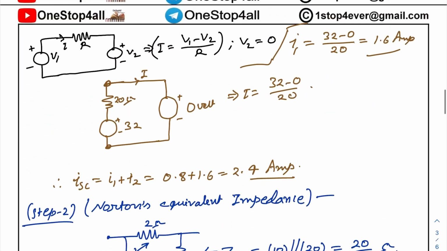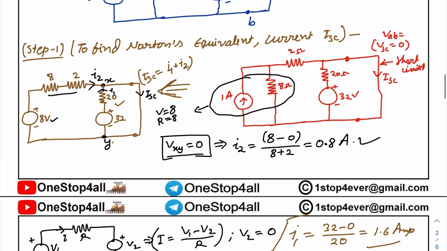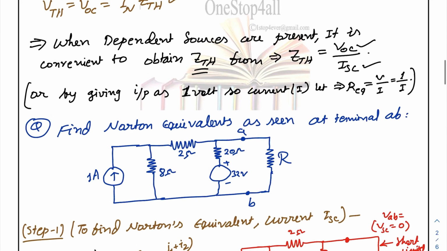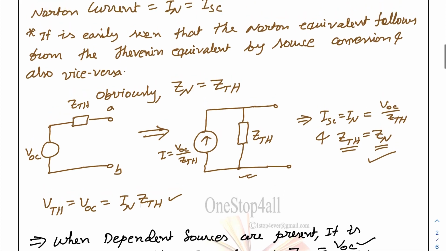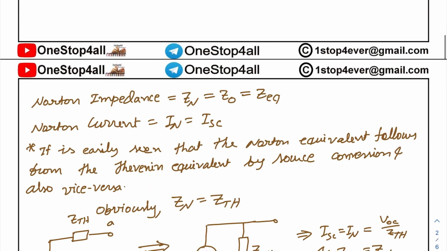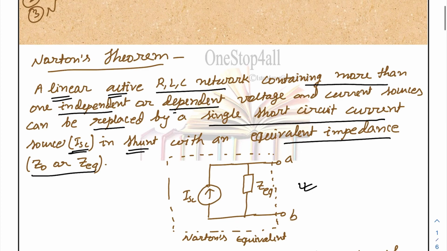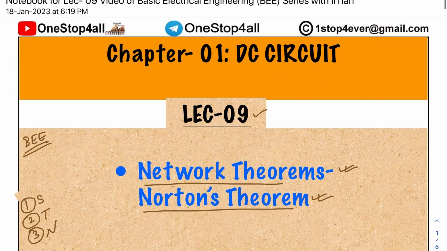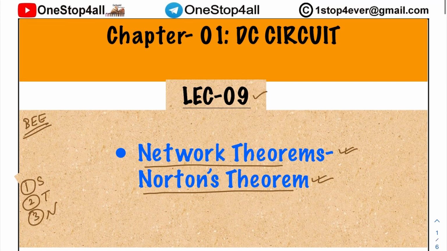Now, in the first numerical, we simply solved our Norton equivalent question, which is a very simple question. And then we saw what the Norton theorem is. We discussed the Norton theorem here. Norton theorem says there will be one short circuit current source in parallel with the equivalent Norton impedance. That is the discussion for today's lecture.